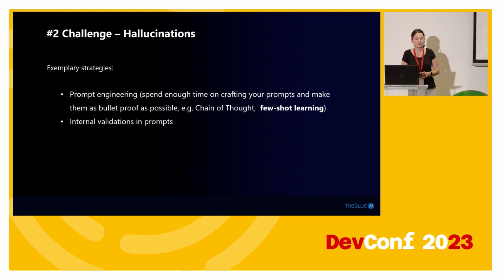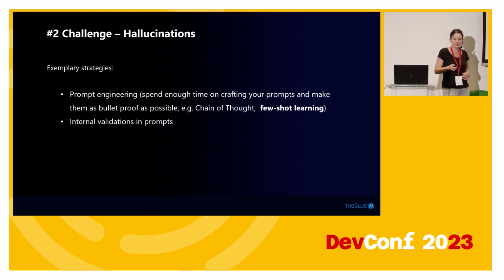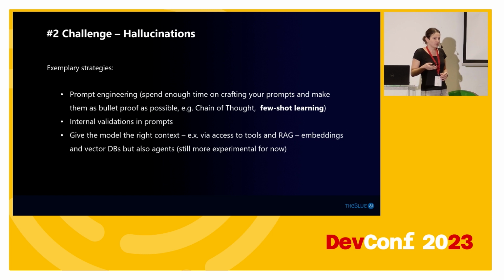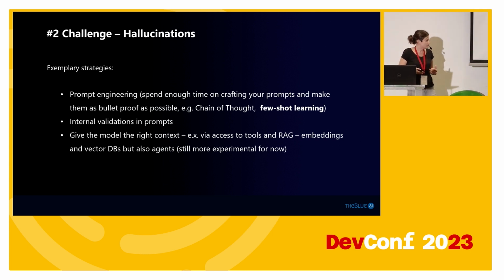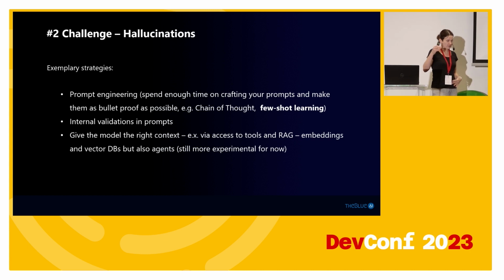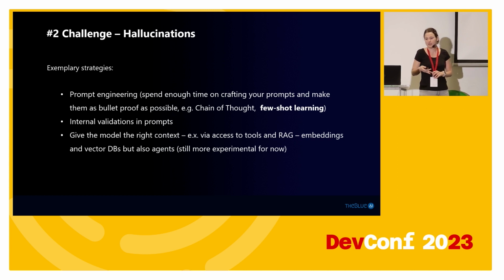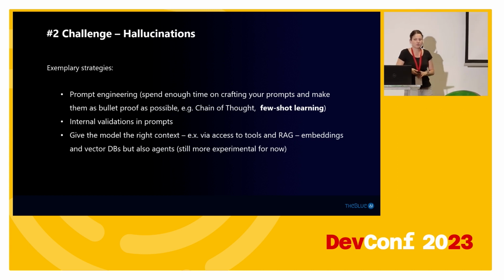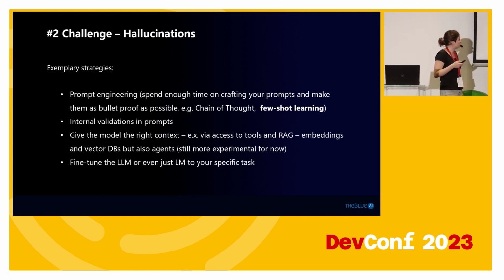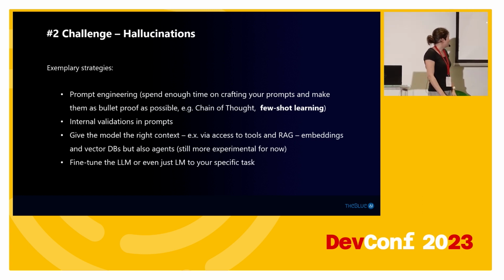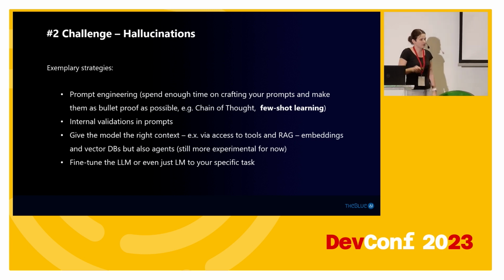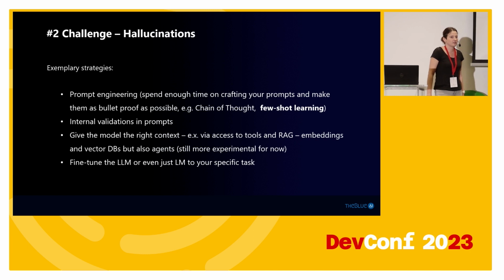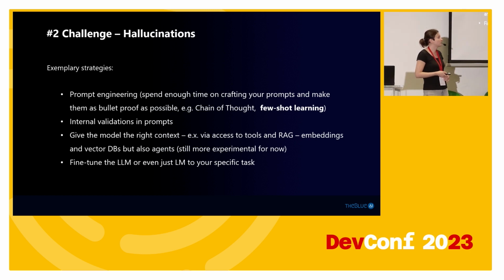Another one, you can use internal validation in the prompt, so I'll also go to that in a minute. And you can also give the model the right context. Quite frequently, if we give the kind of information from where the model should find the answer, it's really helping a lot. And we're also doing it using RAG, retrieval augmented generation, but we'll come to that in the last part of the presentation. And another one is fine-tuning of large language models, or even, as I said, language models, because in quite many cases, it turns out if you have a very specific task, you don't need these large models. The language models are quite fine, or even sometimes the traditional NLP solutions.